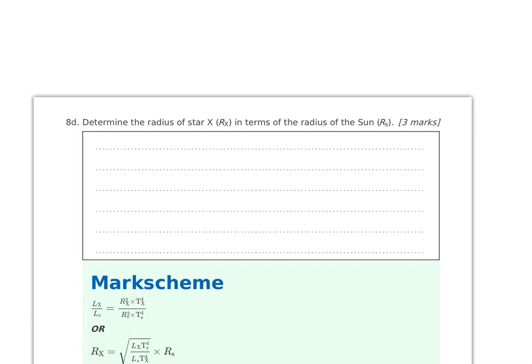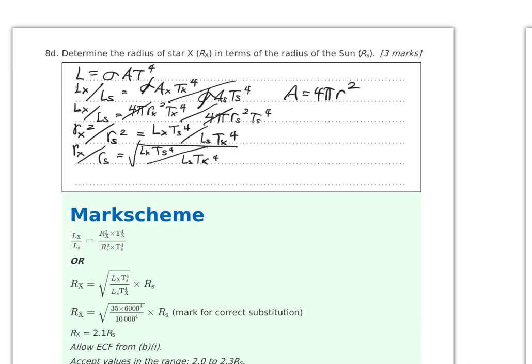And so we're trying to drill down on the radius of X relative to the radius of the sun. So I have Rx squared over the radius of the sun squared is the luminosity of X times the temperature of the sun to the fourth, over the luminosity of the sun times the temperature of star X to the fourth. I square root both sides to get rid of the squares on the radius. And we know the luminosity of X relative to the sun is 40.